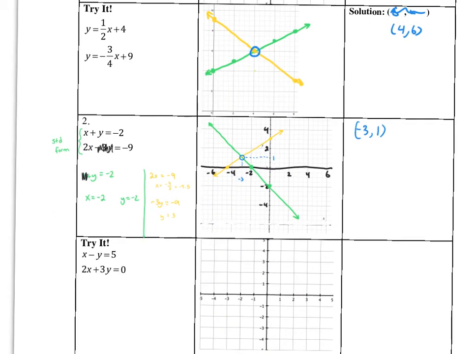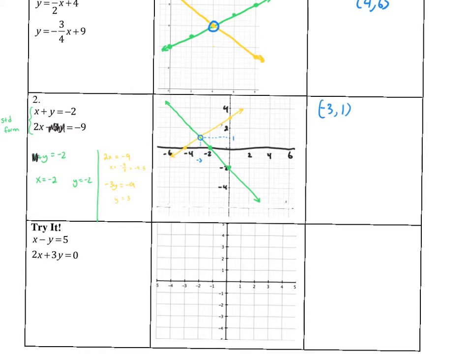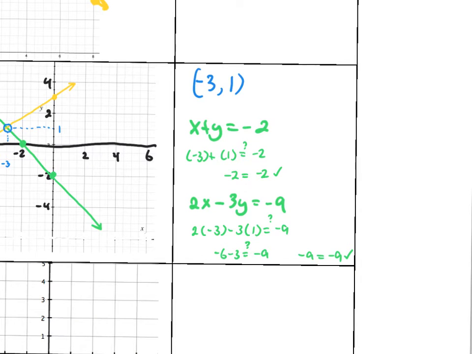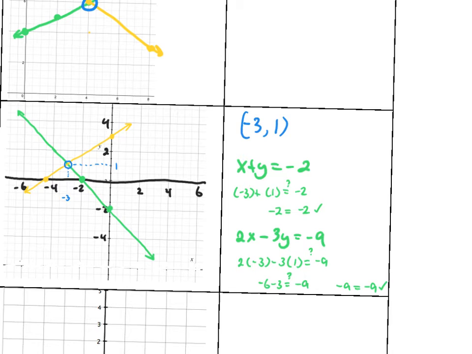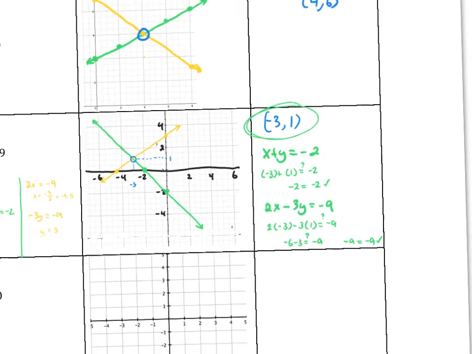So I need to test that point against both of them. Just to run through this real quick, substitute the negative 3 and the 1 here, and I do indeed get negative 2. Substitute the negative 3 and the positive 1 here, I get negative 6 minus 3, which does indeed equal negative 9. So no longer is (-3, 1) an estimate, but it is my solution.